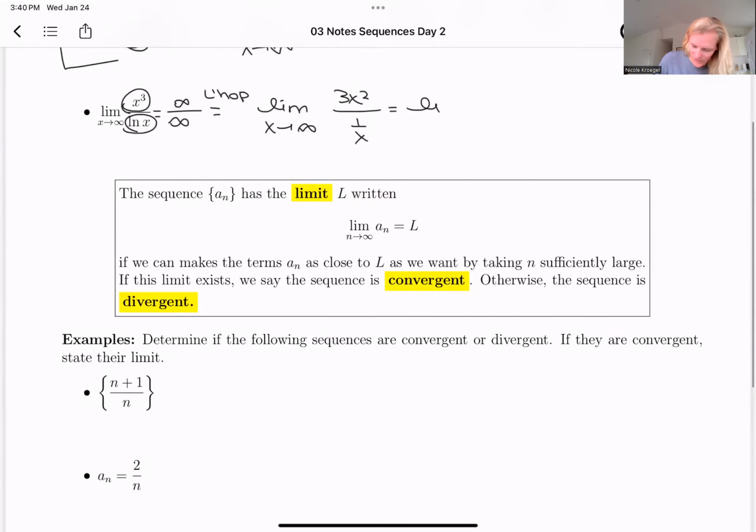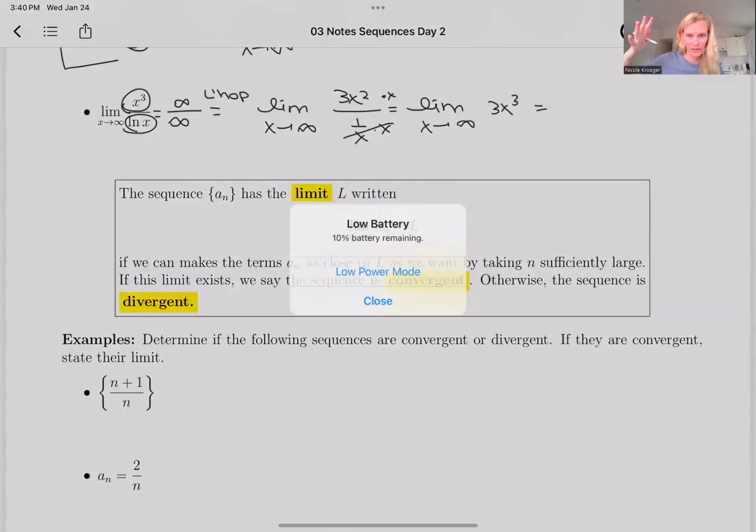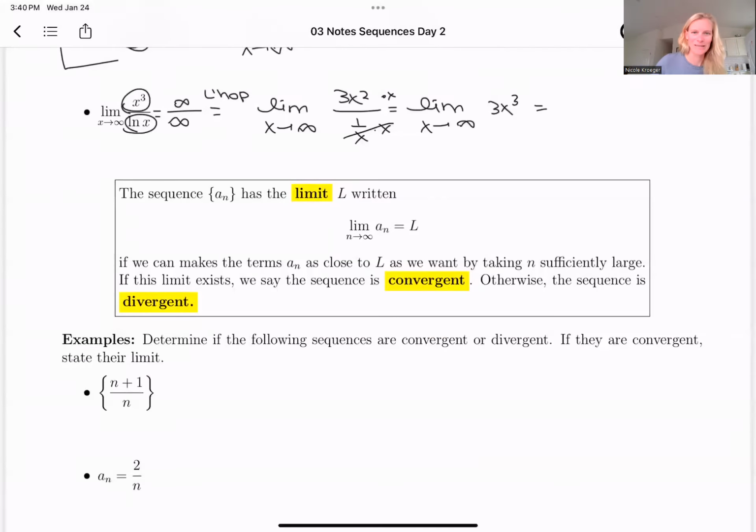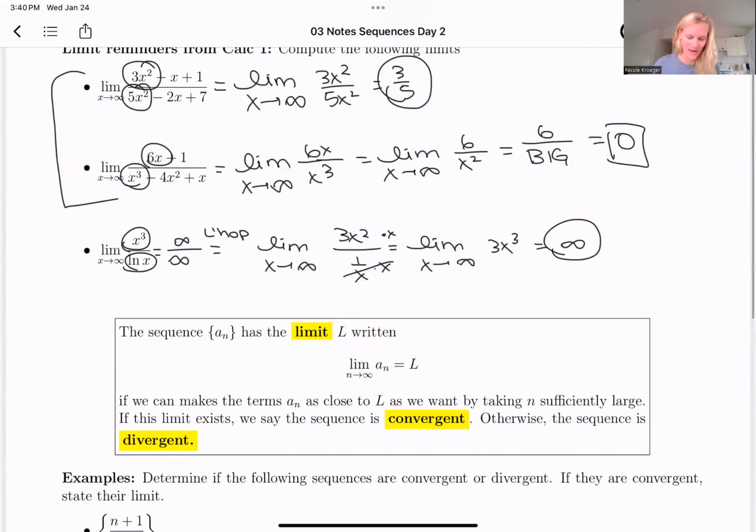And let's go ahead and simplify this. So this will give us, if I multiply the numerator and denominator by x, this will cancel out. We'll get 3x cubed. As x approaches infinity, this is going to be 3 times a really big number, which is going to be infinite. So we're going to get infinity out here. So hopefully that's a good review of what we did in Calc 1. So we've got our rational functions and we've got L'Hopital's rule. Those are really kind of the two big things that we'll use here.